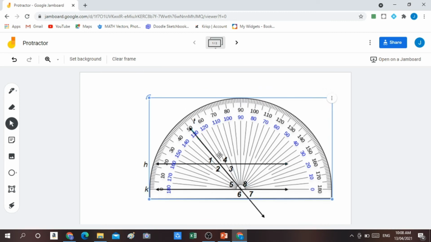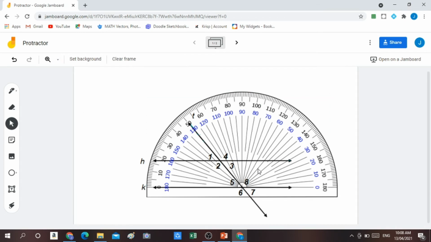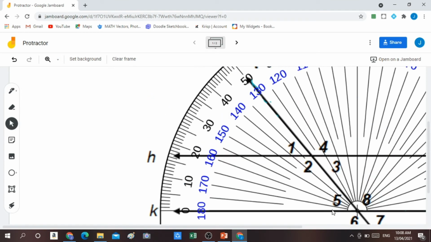Anong measurement ng ating angle 5? Sige nga. Okay, eto ang ating angle 5. Eto yung isang kamay niya sa 0, tapos eto yung isa niya sa 50. Okay, so meaning to say, ang ating angle 5 ay 50 degrees.